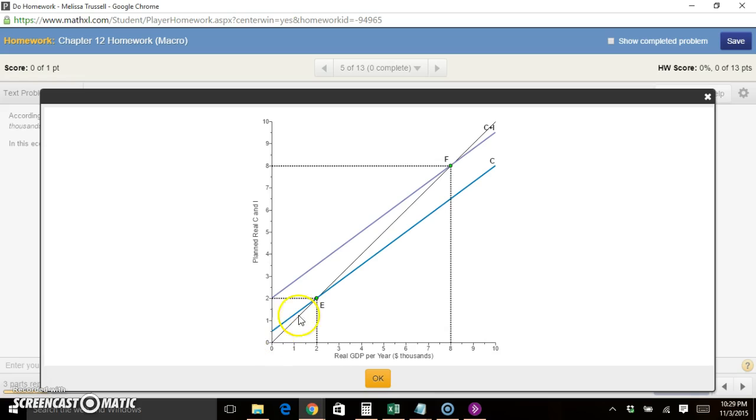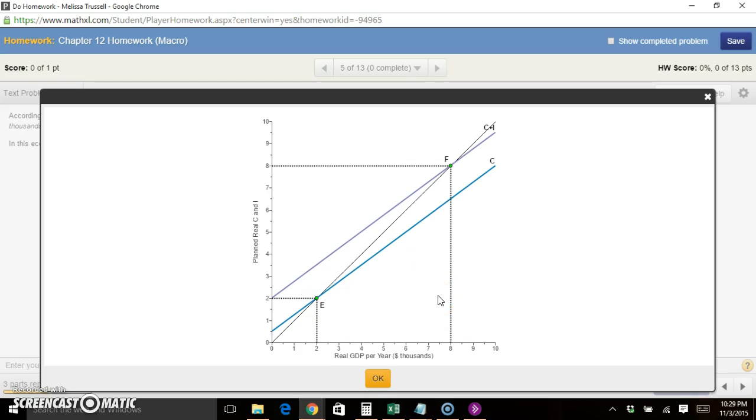And we can do that by choosing 2 points. And I'll choose these two that are obvious. So where GDP is 0, consumption is 0.5. And where GDP is 2, consumption is 2. So those are 2 points on this line we can use to find the slope.